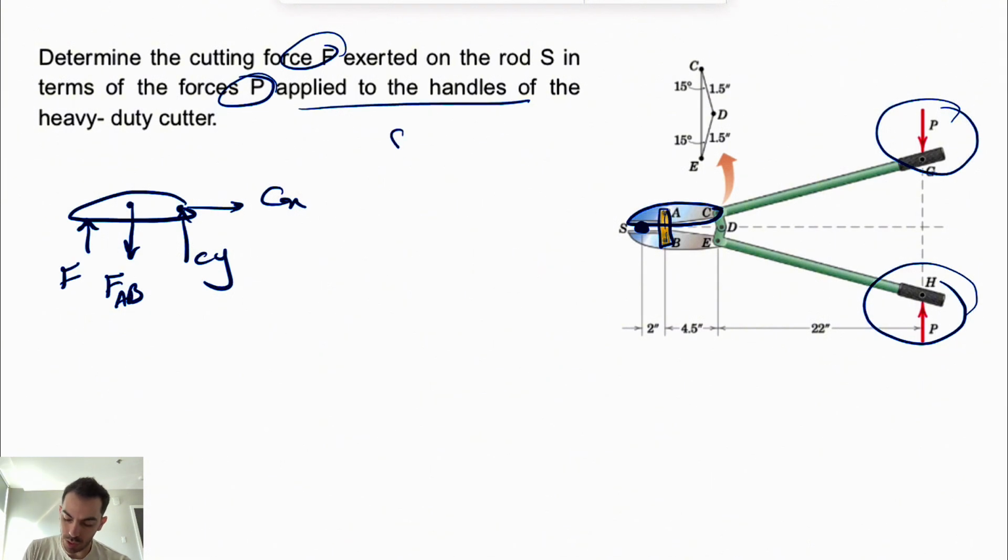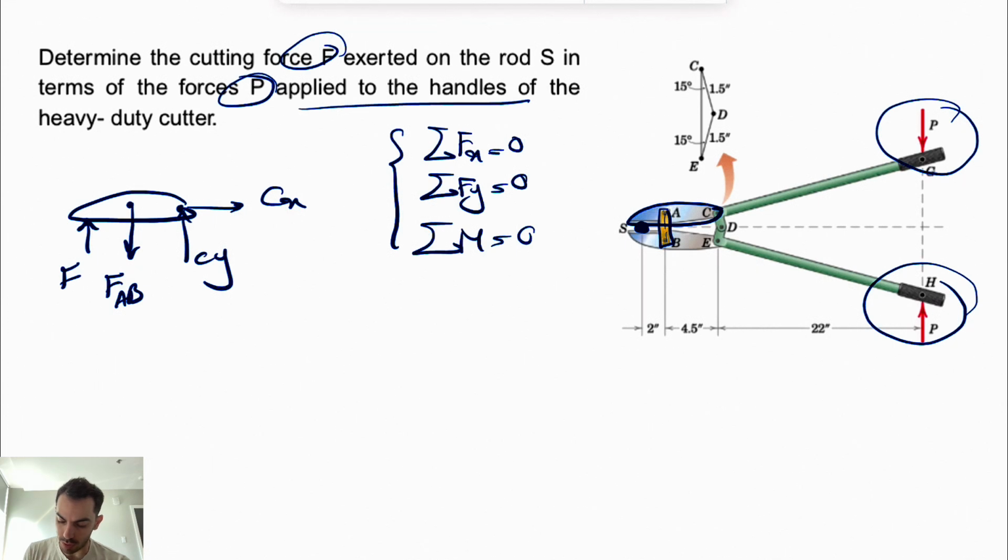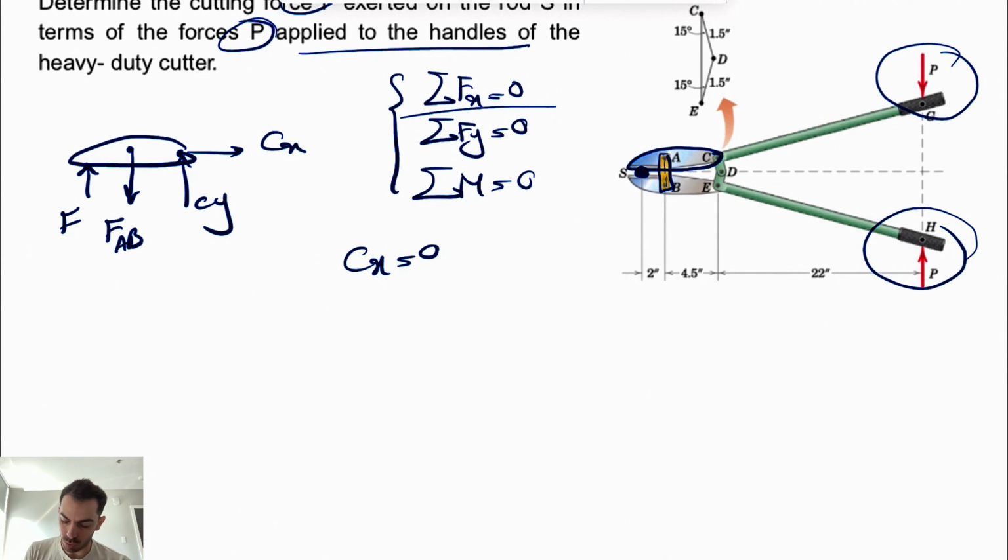We have three equilibrium equations: sum of all forces in X equals 0, sum of all forces in Y equals 0, and one moment equation. If we do our X equation, the first one, we can figure that Cx is actually 0 because that's the only force in the X direction. We're going to go to our moment equation and find the moment about point A. If we do the moment about A, counterclockwise positive, we should be able to find Cy based on F.